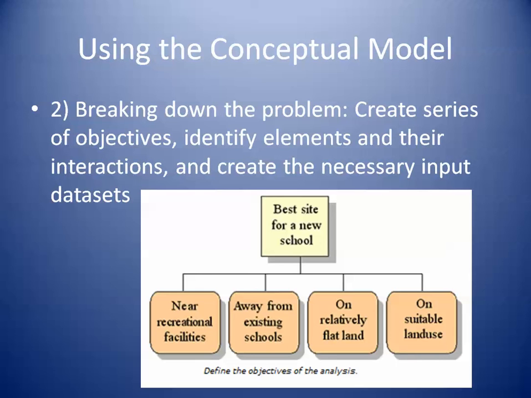Near recreational facilities. Okay, looks like you're going to do some distance analysis away from existing schools. Distance analysis on relatively flat land. Okay, now we're going to start doing the ranging of land use on suitable land. Again, the same thing is going to start happening there. So now we're starting to get a feel for the kind of things we're going to be doing to solve the problem.